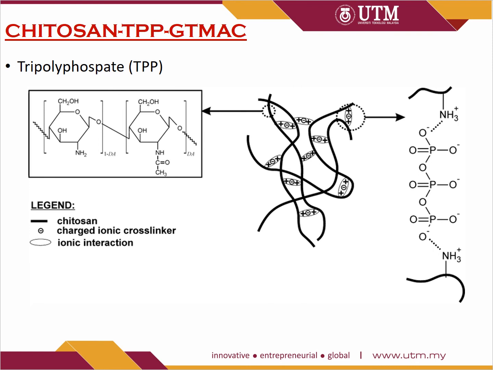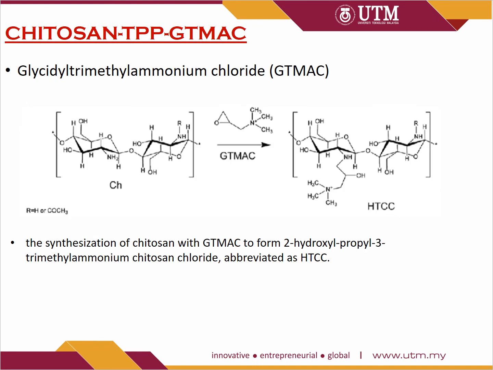So as you can see in the slide, the left hand side of the slide is the chitosan and the right hand side is tripolyphosphate TPP. So the last one is glycidyl trimethyl ammonium chloride, GTMAC.